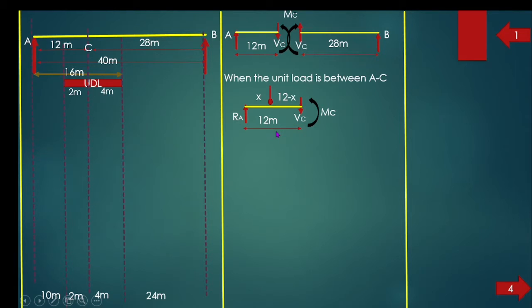Why? Because if the distance between reaction A up to this load is x, and we know that the length of the span from A to C is 12 meters, so basically the remaining distance is 12 minus x. Before we go further, we have to remind ourselves how we can get reaction A and B for this case.